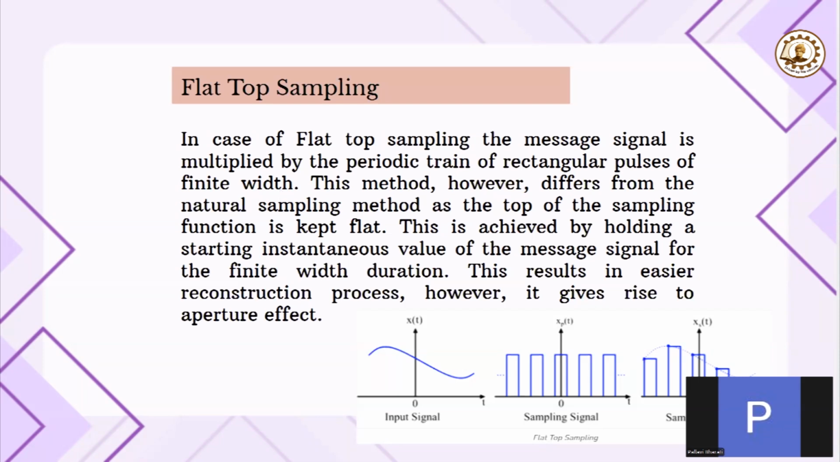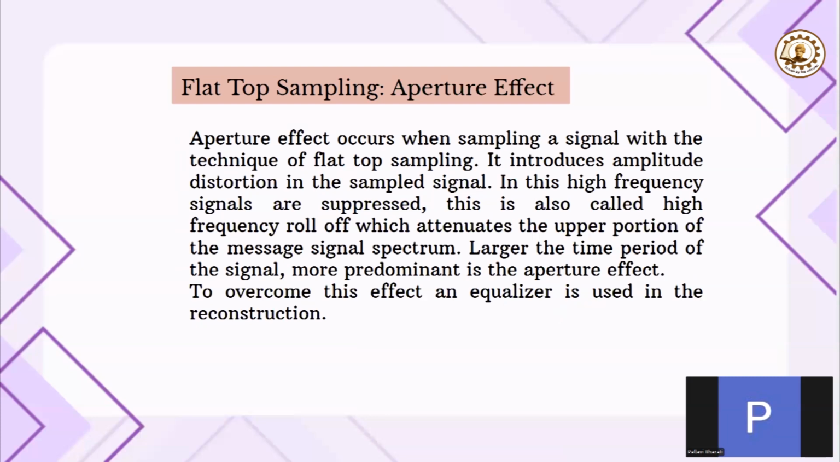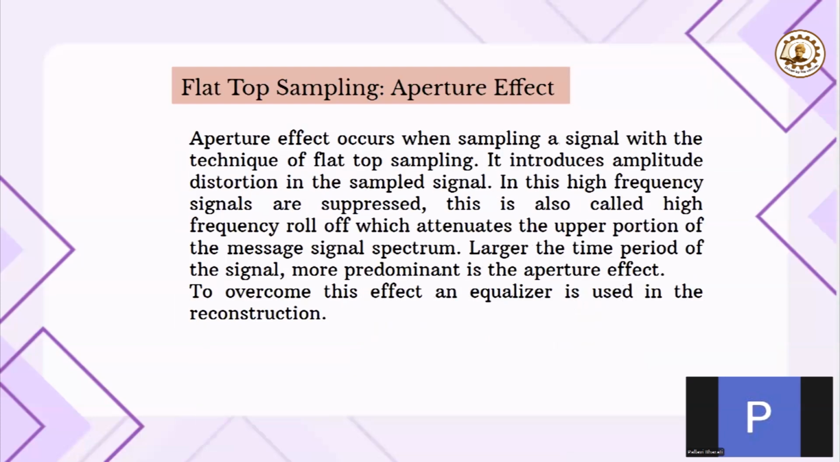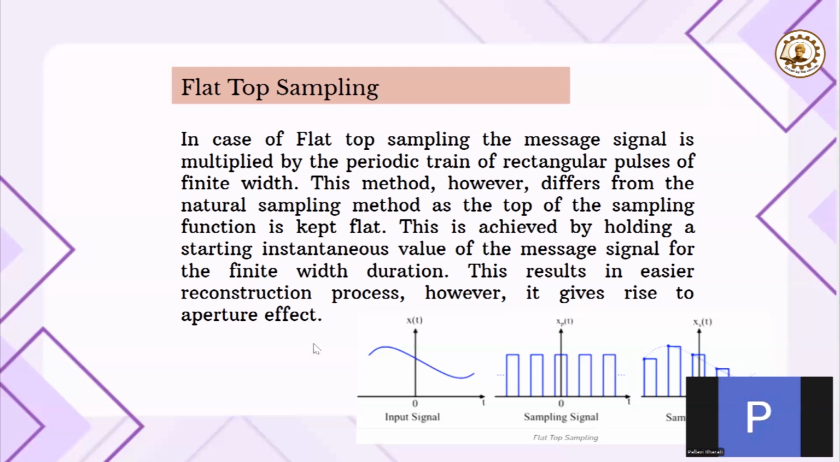This method, however, differs from the natural sampling method, as the top of the sampling function is kept flat. How is it done? This is achieved by holding the starting instantaneous value of the message signal for the entire finite width duration. Why is it important? Because it is easier in reconstruction. However, it gives rise to the aperture effect. So we will understand what the aperture effect is. First, let us do this flat top sampling.